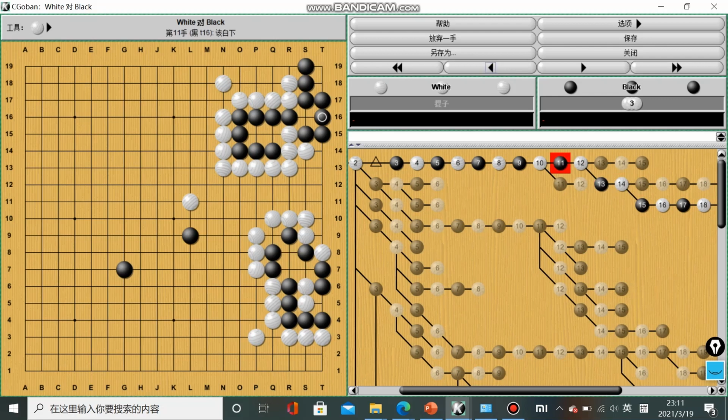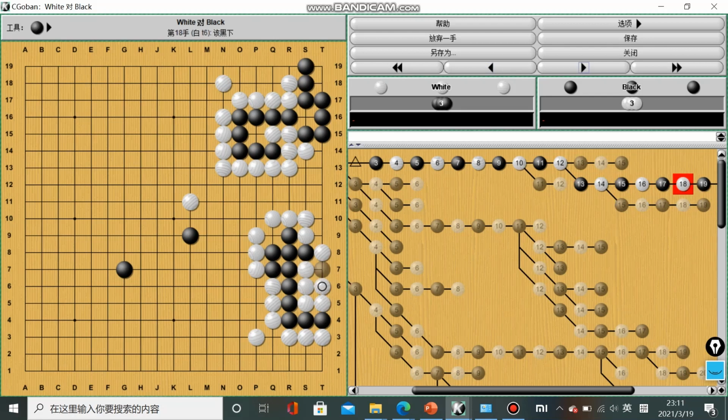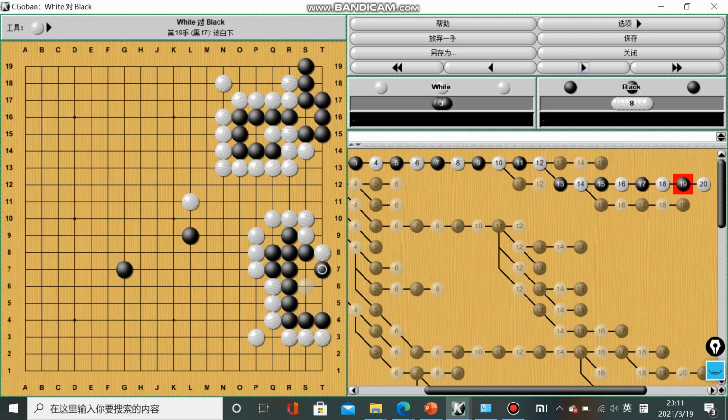Another perspective. If white plays here, we play at here. Although it's a snapback capture, it results in a nice 5. It's totally dead, which is not as good as the mutual life.